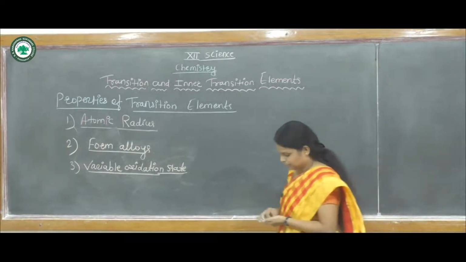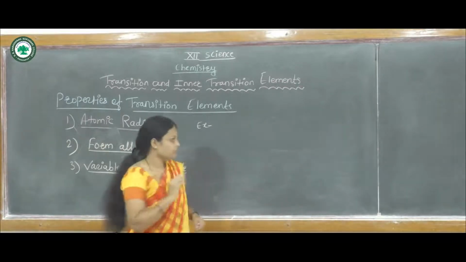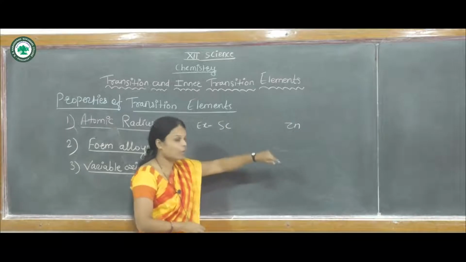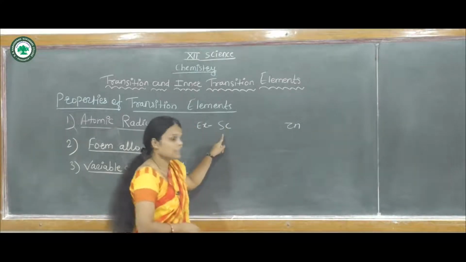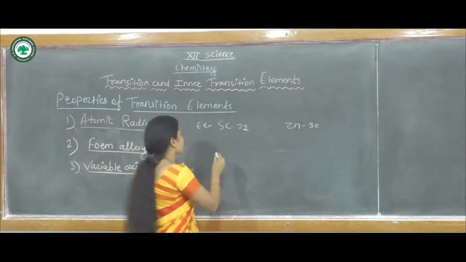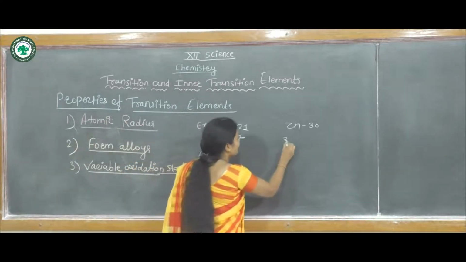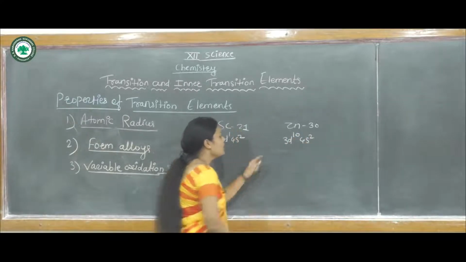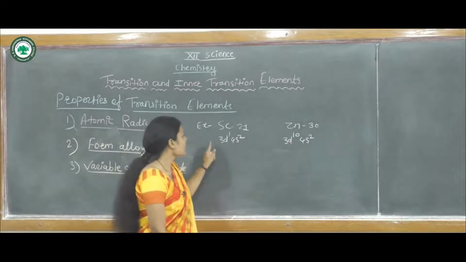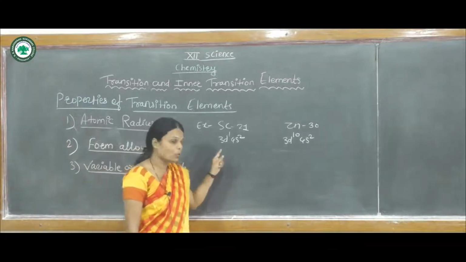For example, here is scandium, then zinc. Towards the end of the modern periodic table, zinc is the last element and scandium is the starting element. Scandium's atomic number is 21 and zinc's is 30. Scandium is 3d1 4s2 and zinc is 3d10 4s2. In zinc the d orbitals are completely filled and unpaired electrons are not present. In scandium, unpaired electrons are present, and that's why variable oxidation states show in the transition elements.